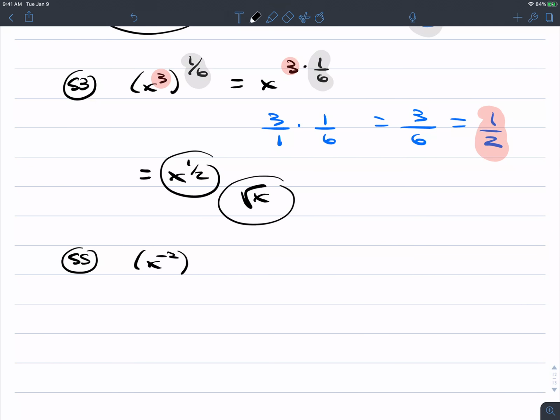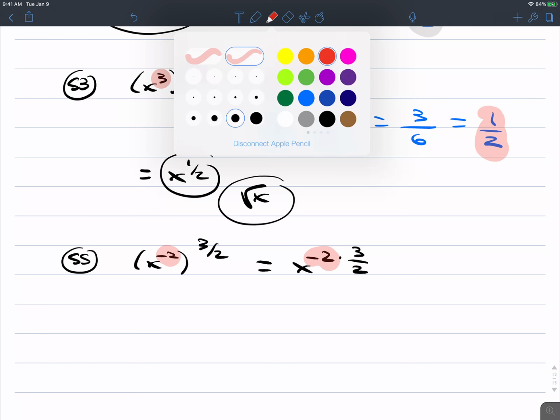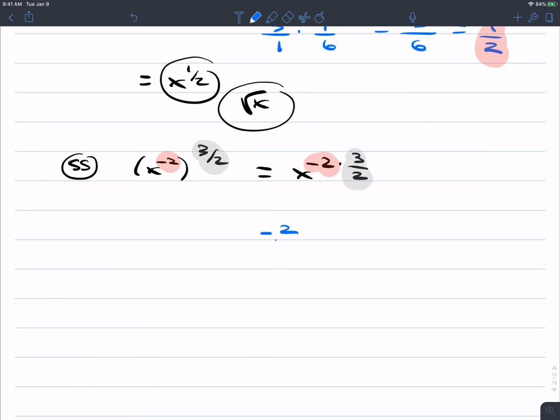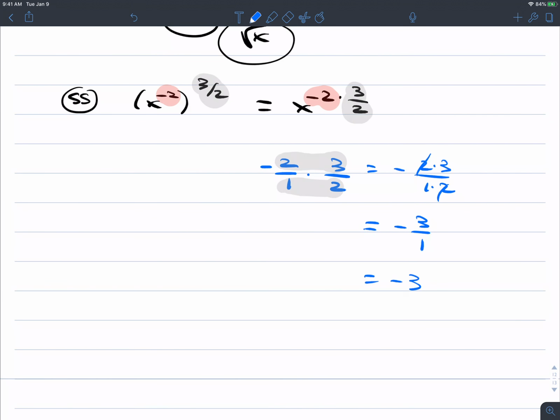x to the negative 2 raised to the 3 halves is x to the negative 2 times 3 halves. Here's the negative 2 power, and it gets multiplied to the 3 halves power. So your work is negative 2 over 1 times 3 over 2. Right? So what's a positive times a negative? We multiply across here. Isn't that a negative? So it's negative 2 times 3 over 1 times 2. It looks like our 2's cancel. This is negative 3 over 1, or just negative 3. Here's our new power. So the final answer is x to the negative 3, which is 1 over x cubed.